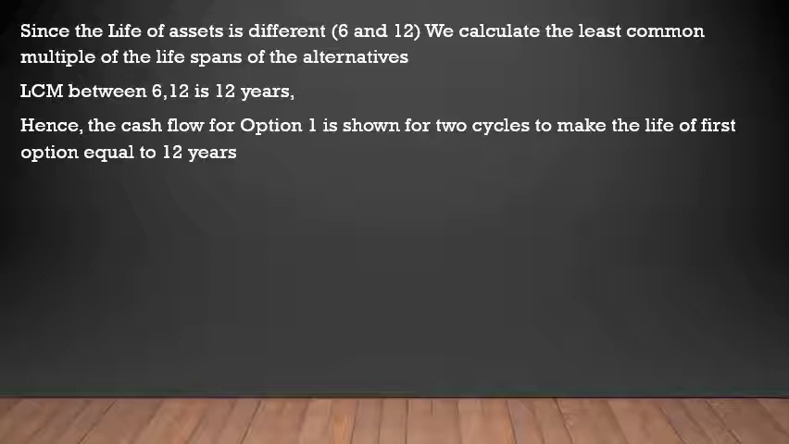Now the least common multiple between the two alternatives is 12 years. What does that mean? I have to make every alternative equal to 12. As a result, what happens? One is cat and the other one is rat now. What I have to make is both of them cat or both of them rat.